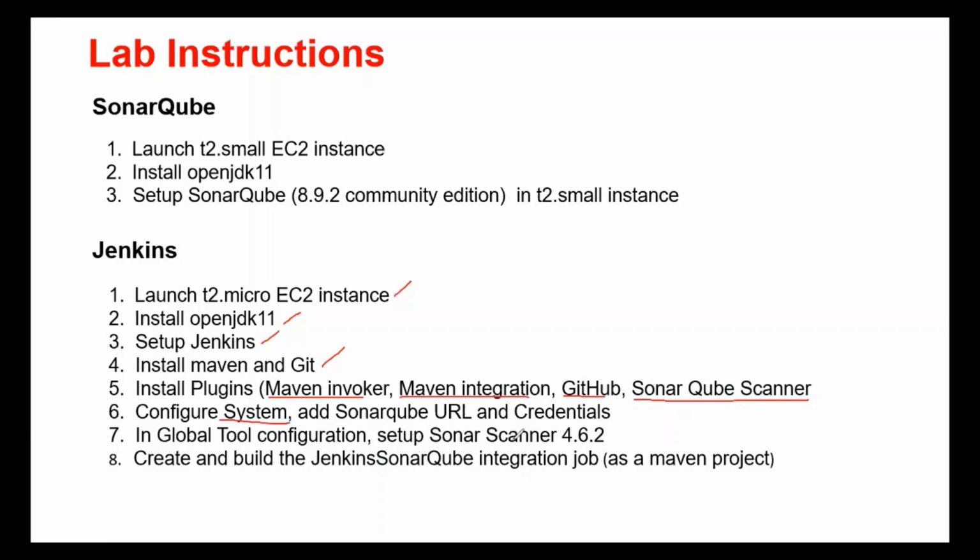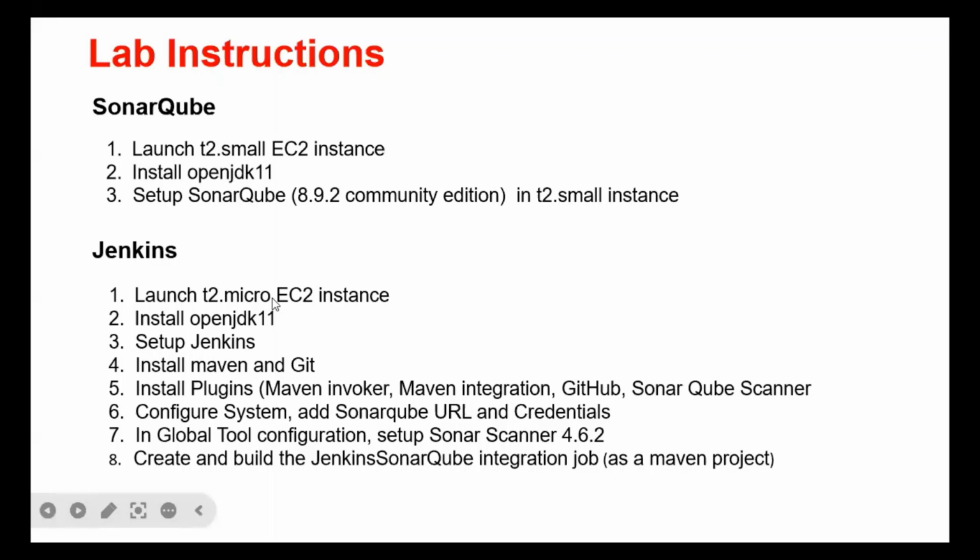Then in the global tool configuration, we are going to set up the Sonar Scanner version 4.6.2, which is basically a client for the SonarQube server, right? So in this case, the Sonar Scanner is a SonarQube client, which will be running on Jenkins. And finally, we are going to create a Jenkins SonarQube integration job in which we can integrate Jenkins with SonarQube. The moment Jenkins pulls a project from GitHub and compiles it, it is going to send the source code to SonarQube for analysis, and we can access the reports that SonarQube provides. So these are all the sequence of steps. Now let's go through the steps one by one.